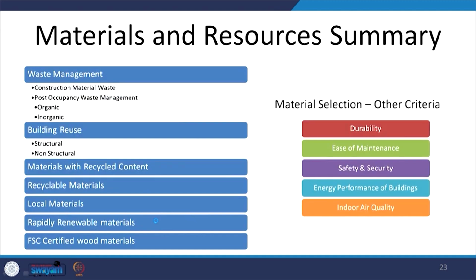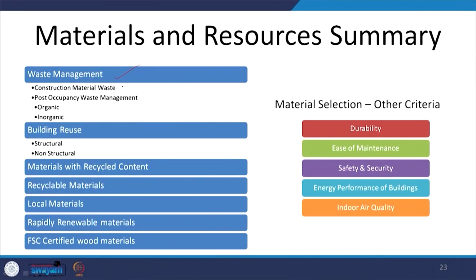So, to summarize whatever we have discussed in this past week on materials and resources, we can quickly club them up under various categories. The first one, we talked about waste management, where we talked about the construction material waste, how to reduce it, recycle it, reuse it. And we also talked about the post occupancy waste management as part of the building design, where segregated dedicated space has to be provided to store, segregate and recycle the solid waste.